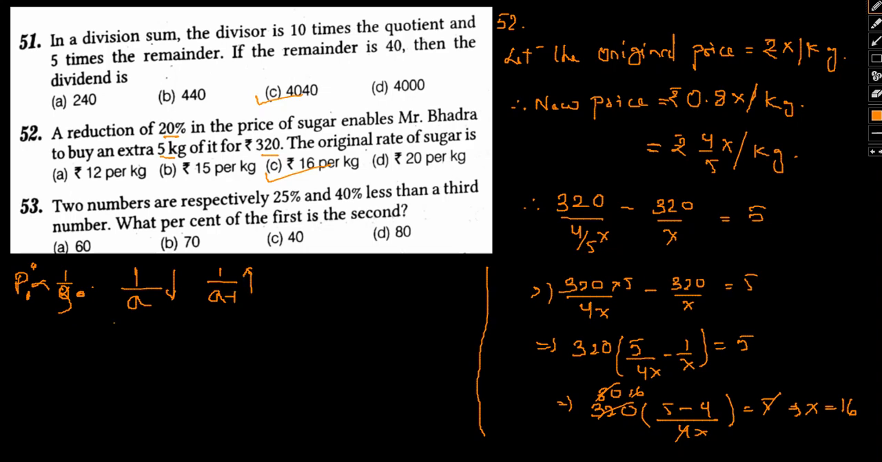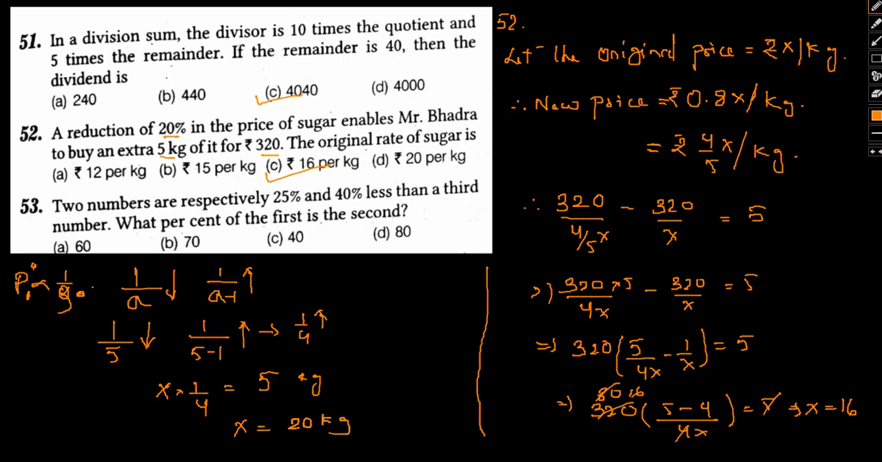Okay, so in this case what we have, 20% is nothing but 1 by 5. So 1 by 5 times the price decreases, therefore the quantity must be increased by 1 by 5 minus 1, that is 1 by 4, the quantity must increase. So x into 1 by 4, this increase will be equal to 5 kg. So therefore the initial quantity will be 20 kg, just multiplying 5 into 4.